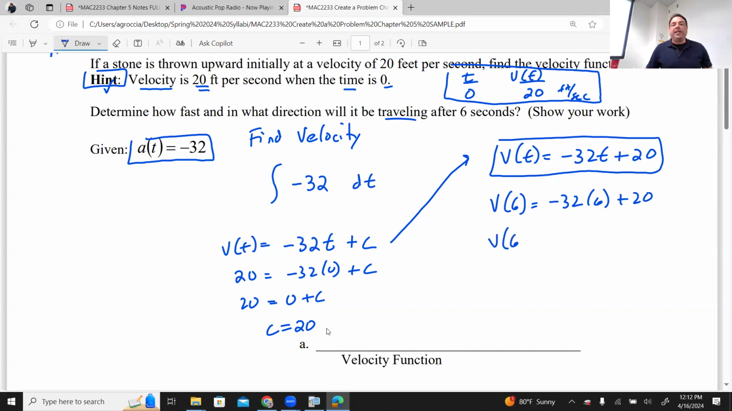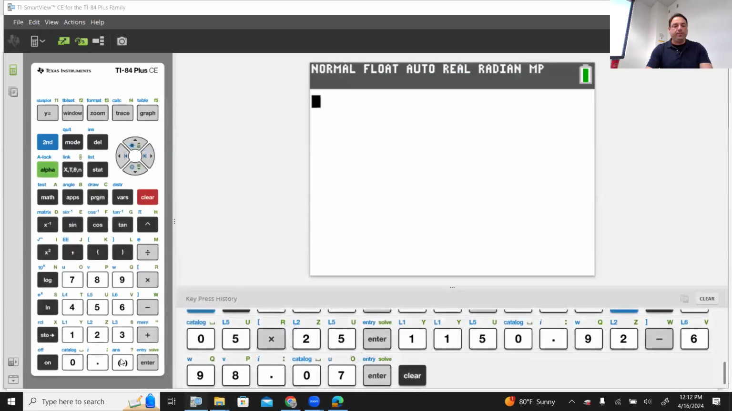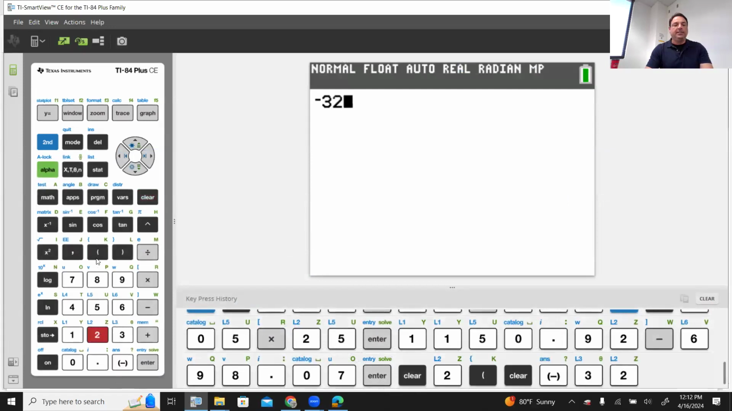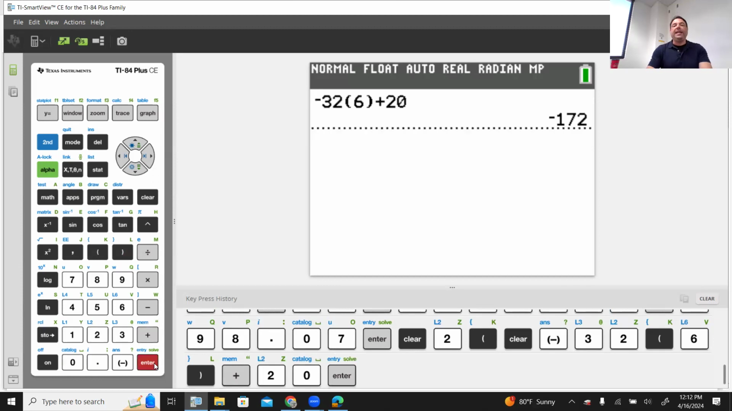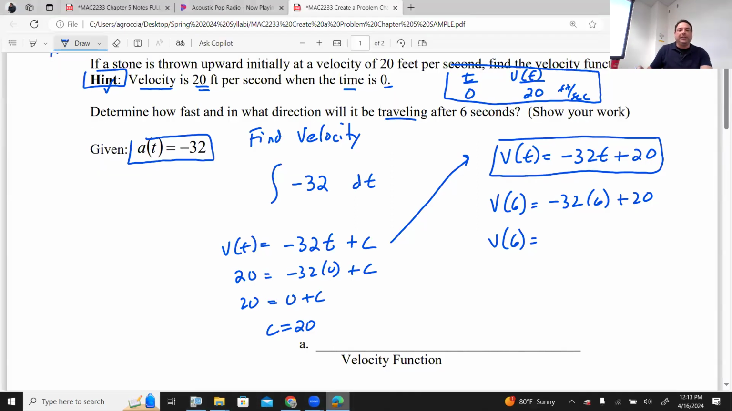And we want to find the velocity after 6 seconds. So if I put -32 times 6 plus 20, we get -172. So you're like, wait a minute, -172. Okay, so first of all, we got the answer. Secondly, we need to figure out what it means.